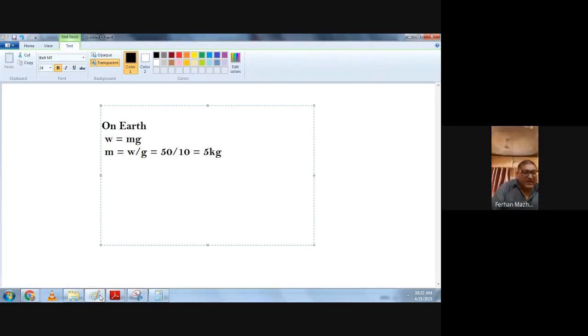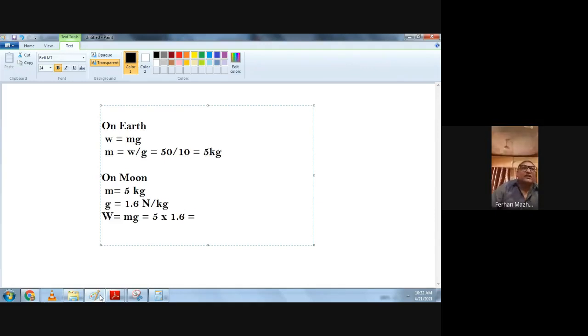Now we will move to the Moon. On the Moon, the mass will remain the same. Mass does not change when you go to the Moon. So the mass will be 5 kg, and the g value on the Moon is different, that is 1.6 Newton per kg. Now I want to find the weight on the Moon. The weight will be equal to mg, so mass is 5 kg, and the g value on the Moon is 1.6.